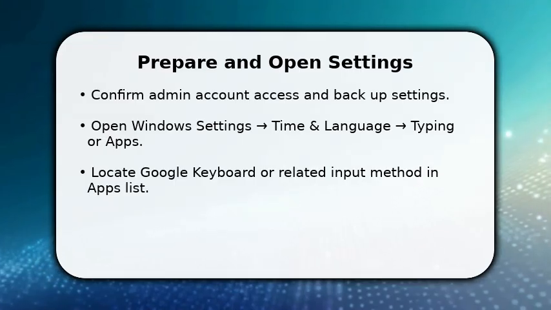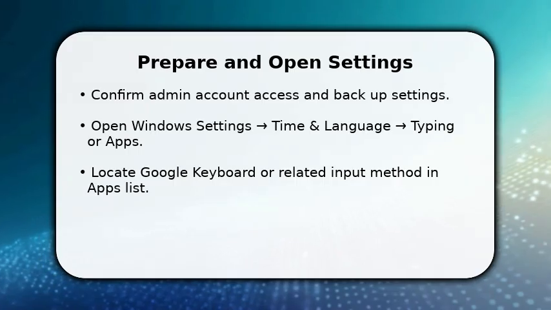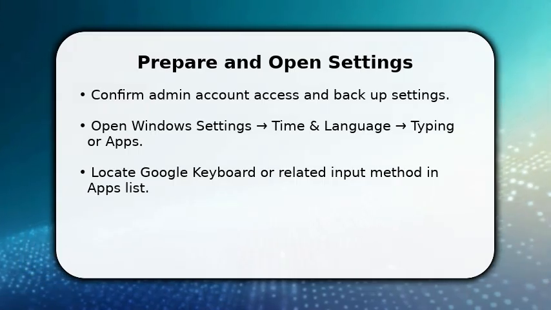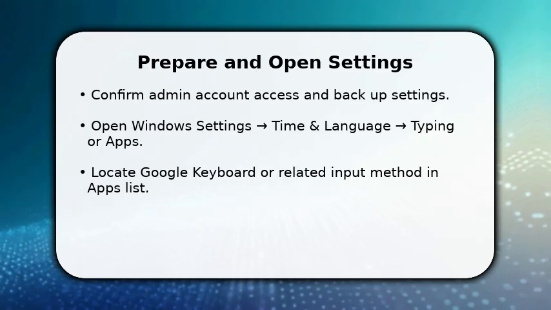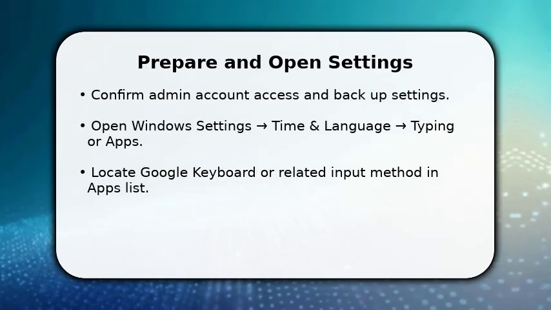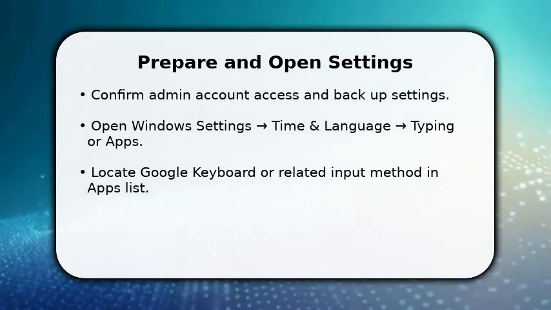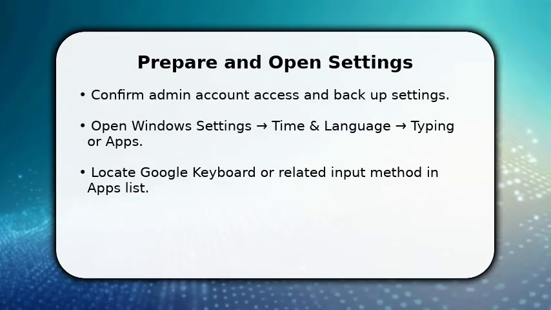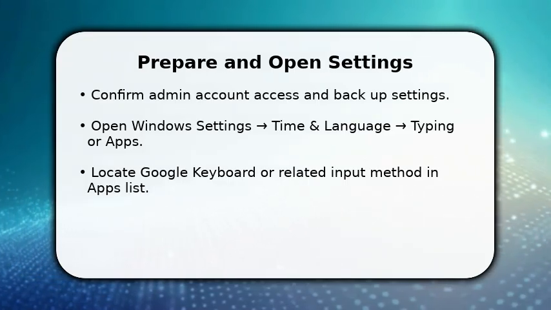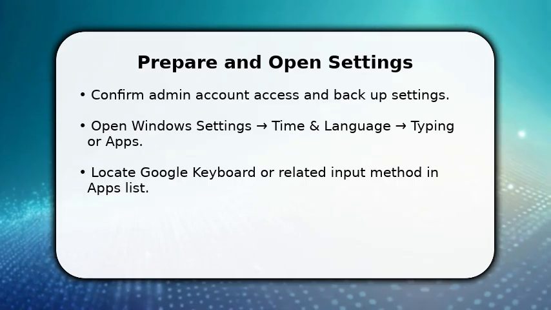You have admin access and a quick backup. Now start. Open Settings and go straight to Apps or Time and Language, depending on Windows version. Find installed apps or language and input, then scan the list for Google Keyboard or Gboard entries. You're doing this to remove the input driver and stop automatic keyboard switching.